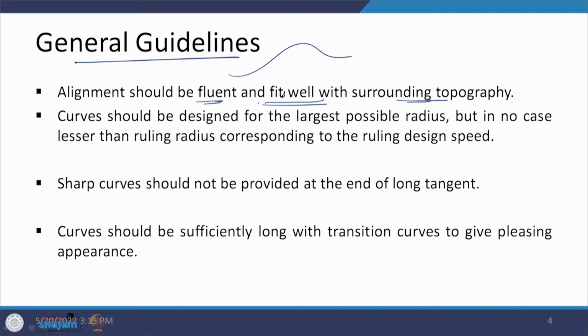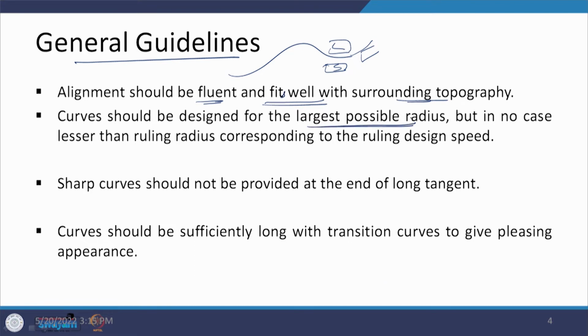Whatever the type of terrain, whatever the things in that particular area, it should fit well with those. So, if there is a building here and there is also a building here, or some deviation is required because of some other thing, it should fit well and take care of the requirements of that particular area. Another thing is that the curve which we are designing should have the largest possible radius.